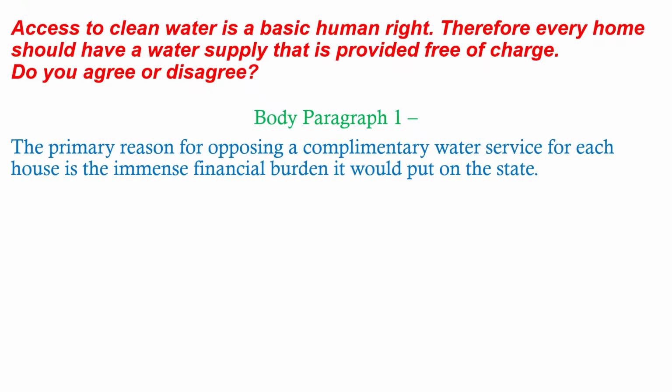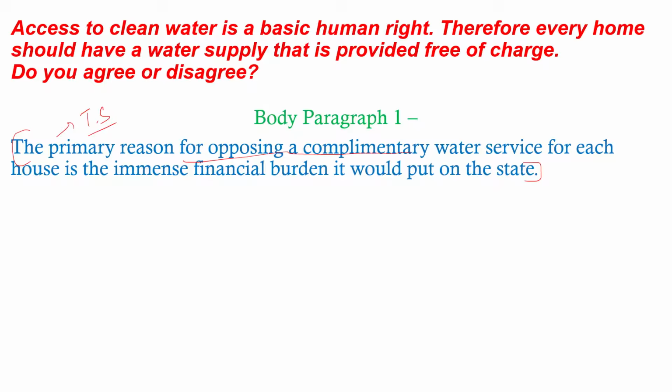So, body paragraph 1. The primary reason for opposing complementary water service for each house is the immense financial burden it would put on the state. So here what we do is we just give the outline, or you can say topic sentence. This is called our topic sentence, and we tell the examiner what this paragraph is all about. So we are just stating our opinion, we are opposing this particular view, and we are giving our reason.